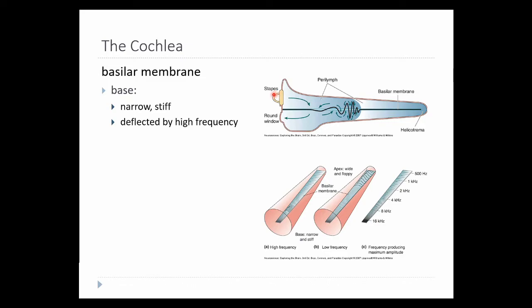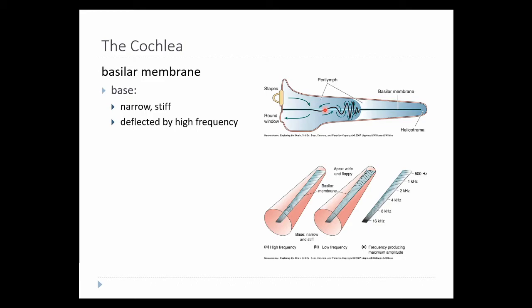Remember that the stapes is vibrated by the other middle ear bones. And so whenever the stapes pushes in, it creates a pressure wave that travels through the lymph, what's called the perilymph. That's the fluid inside both chambers. And that pressure wave travels along the basilar membrane, causing it to move up and down. And that vibration, that up and down movement of the basilar membrane, is what the hair cells on the basilar membrane detect.